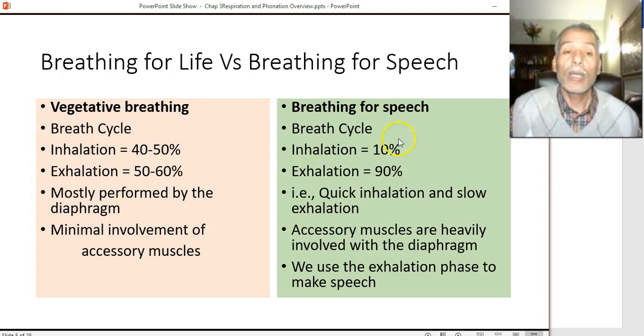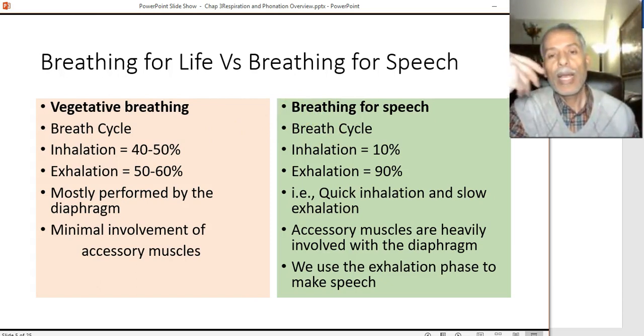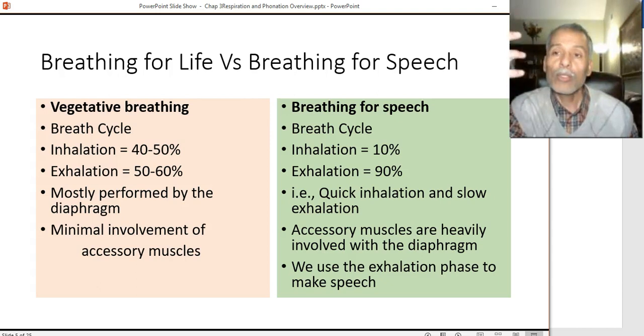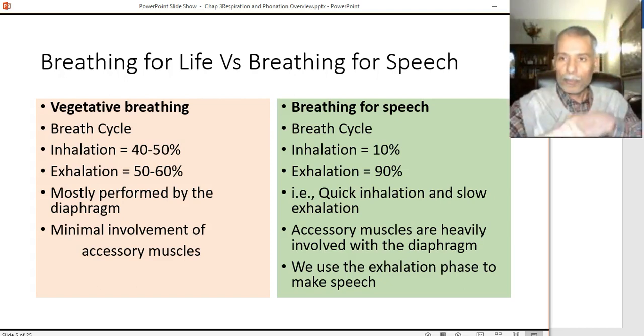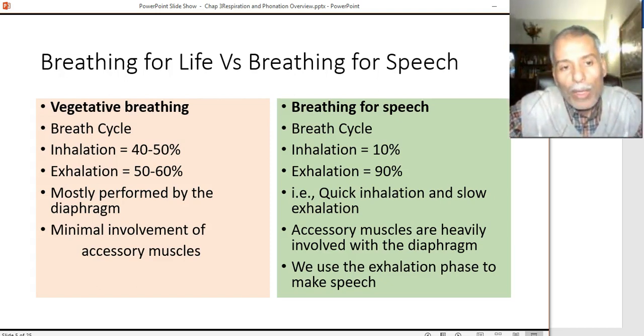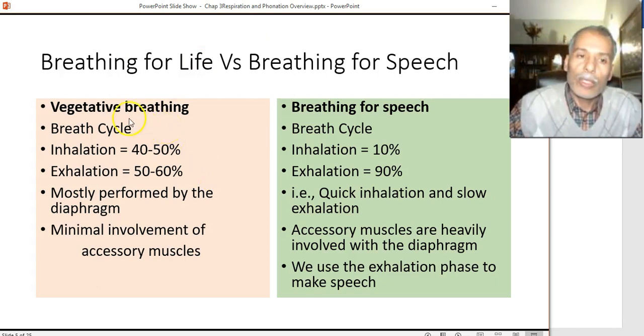When we look at breathing in terms of the time it takes, we have vegetative breathing and we have breathing for speech. Breathing for speech is effort, so you are going to use a lot of muscles. Vegetative breathing is mainly performed using the diaphragm.